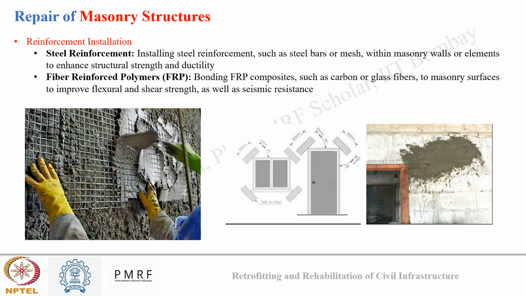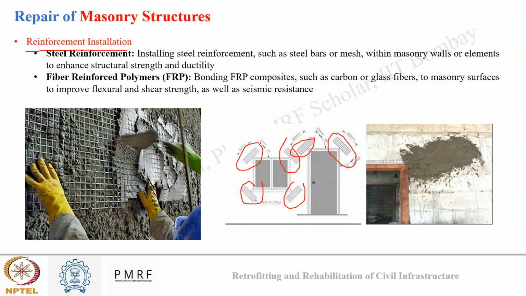Okay. Third, we have reinforcement installation. This is used to strengthen the lost load bearing capacity of the structure by providing a type of confinement to the weak areas to resist stresses. These types of repairs are generally opted for corner distresses, like near windows or near door corners. So in such cases, reinforcement installation is commonly used as a repair method.